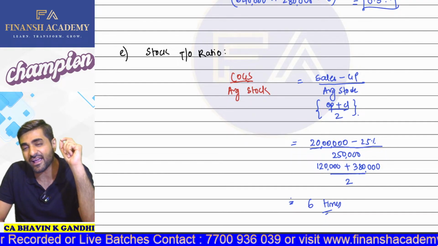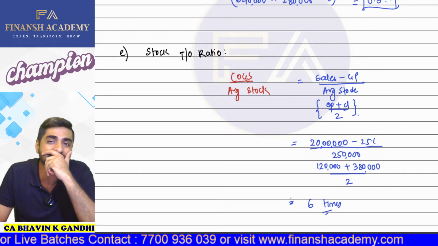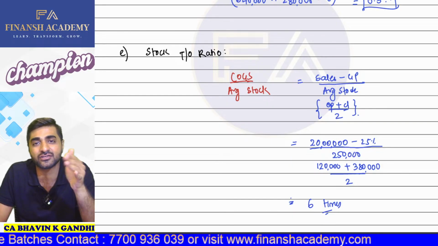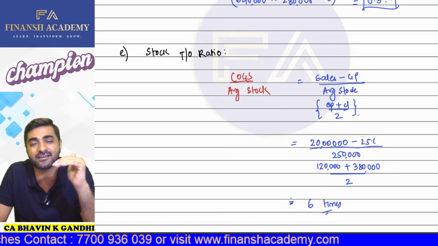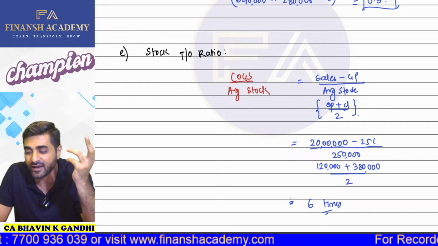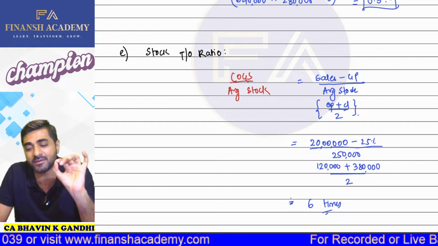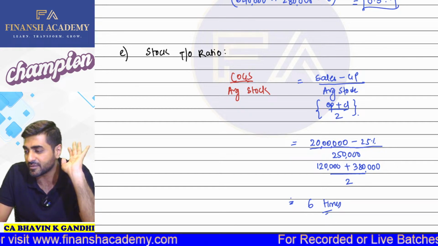So obviously, if I ask you what is the stock holding period, then what will be your answer? Sir, in that case, your stock holding period will be 12 divided by 6 times. Can I say it will be 2 months? Come on, yes or no? Absolutely yes, sir. From 12, you divide that by 6 times, we'll be getting 2 months. That's going to be your stock holding period.